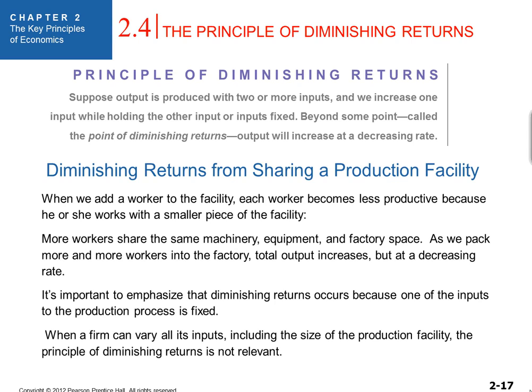Now we've talked about the principle of opportunity cost, the idea of thinking at the margin, and the principle of voluntary exchange, and now we're going to talk about the principle of diminishing returns. The principle of diminishing returns is, the definition is, suppose output is produced with two or more inputs, and we increase one input while holding the other input or inputs fixed. Beyond some point, called the point of diminishing returns, output will increase at a decreasing rate.